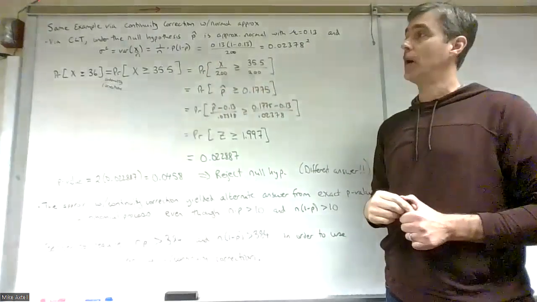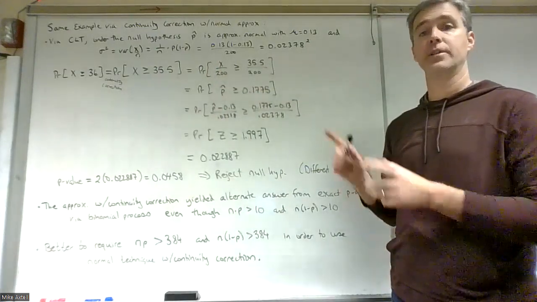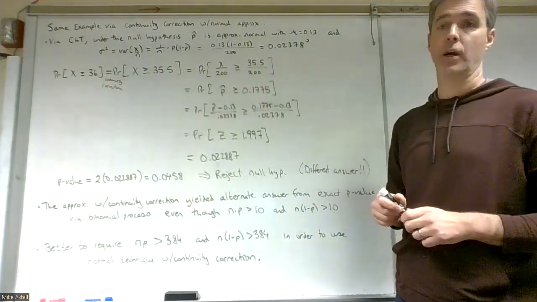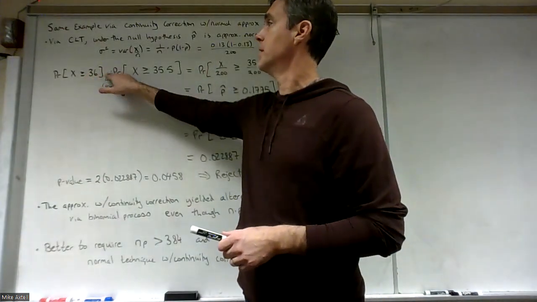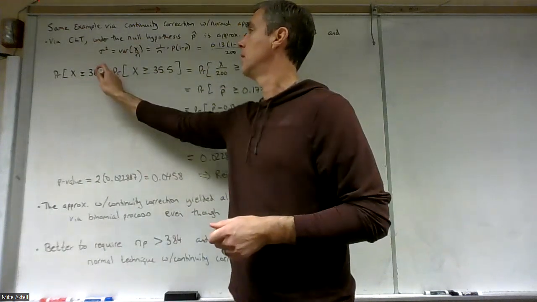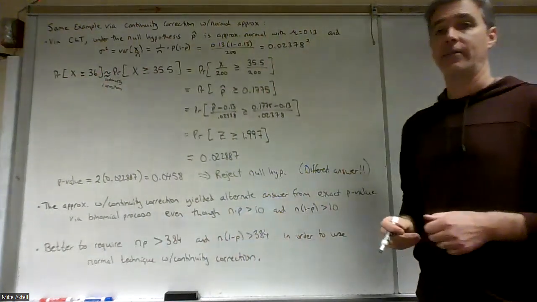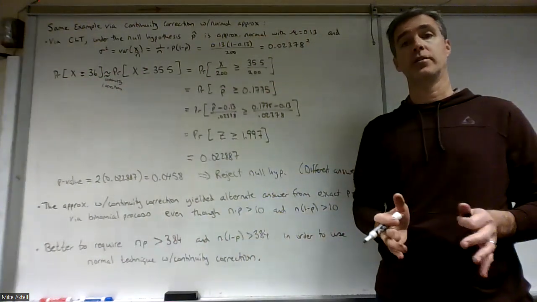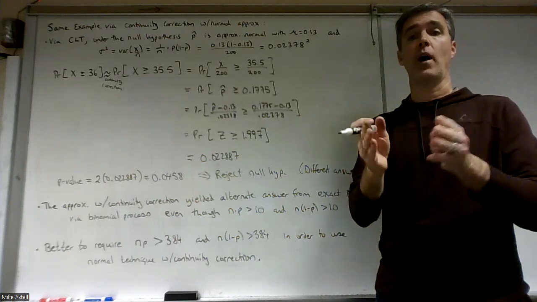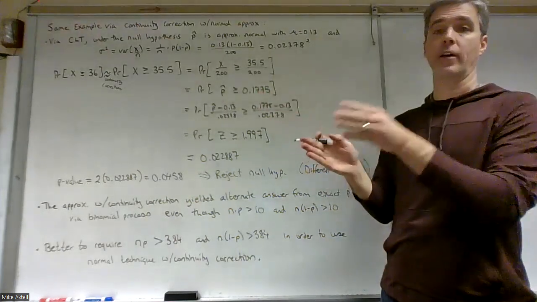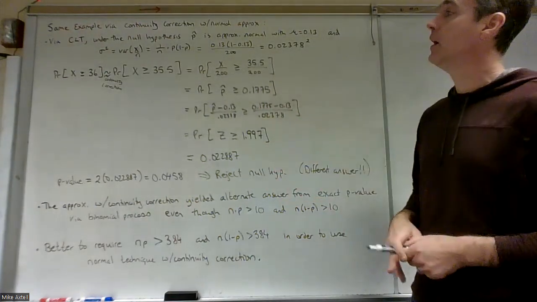All right, so I'm now going to set up that exact same p-value computation, but this time using a normal distribution approximation. So the probability that X is greater than or equal to 36 is approximately the probability that X is greater than or equal to 35.5. There's that continuity correction, treating each number like a bar that's 1 unit wide. So if I want to include the 36 bar, I have to go from 35.5 to 36.5, and then the 37 bar, et cetera.